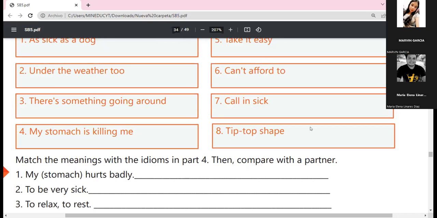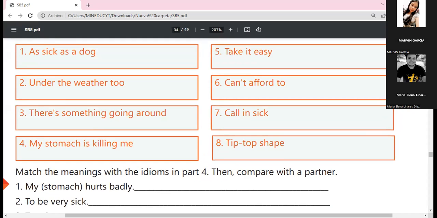Marvin, you are the selected one. Begin, repeat, please. But the first one? The eight. Read the eight. All of them. The first one, as sick as a dog. Under the weather too. There's something going around. My stomach is killing me. Take it easy. Can't afford to. Calling sick. Tip top shape.